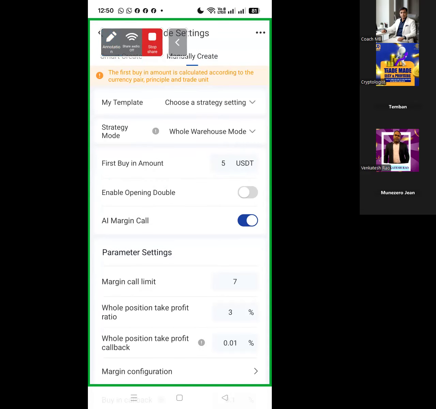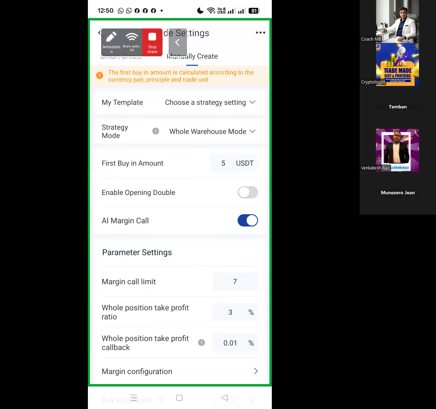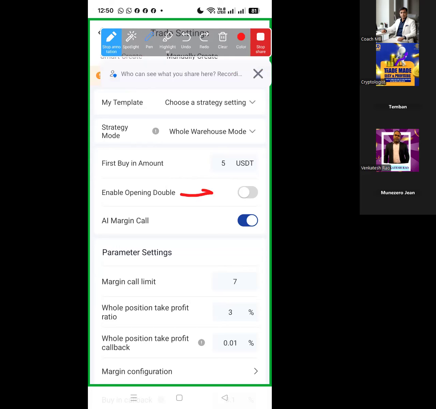This is the first buy, and later on it multiplies this with the number of times that you want the robot to buy for you in each margin call. Like we have put 7 margin calls here, right? So this is the basic amount that the robot starts with. We can also double it if you want.